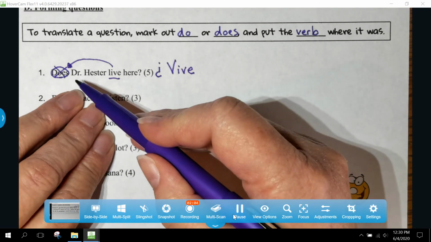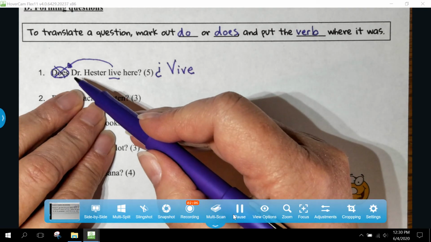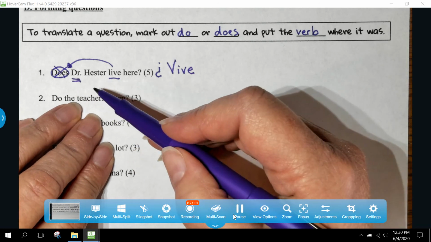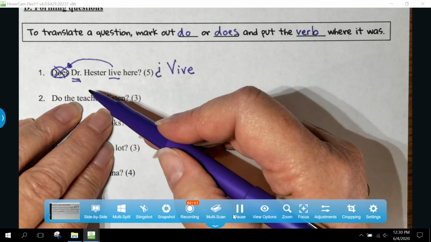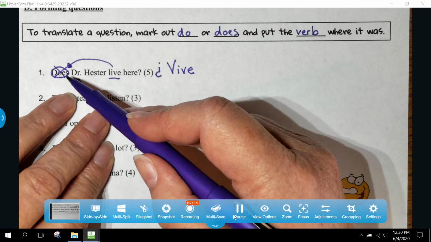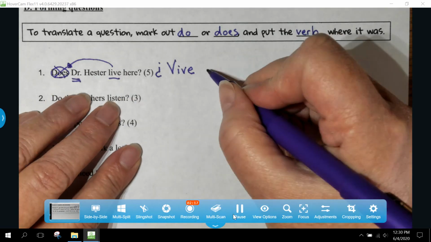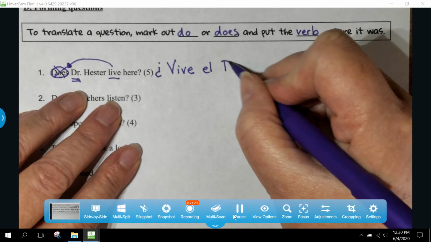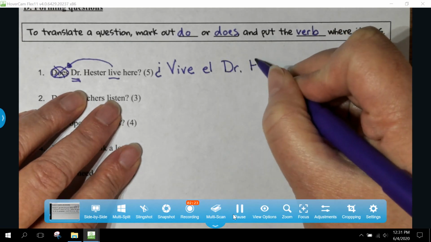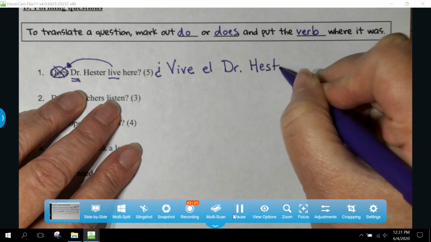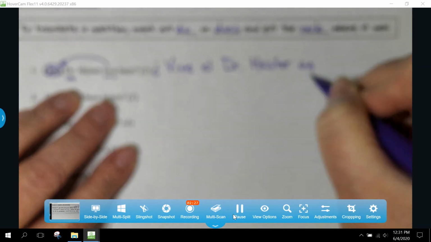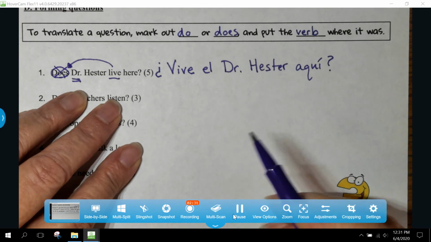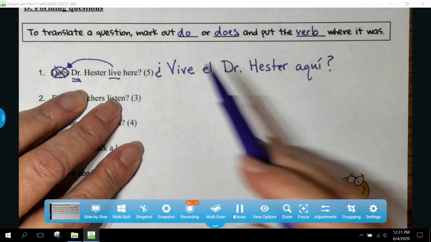Now when you're talking about a person and they have a title before their name, if you were talking about them, not to them, then you need to have an el or la before. So here we would have vive el Dr. Hester aquí. Vive el Dr. Hester aquí. Or you could say vive aquí el Dr. Hester.